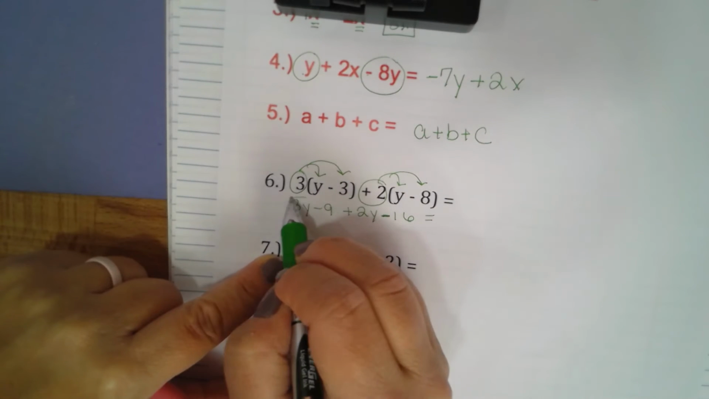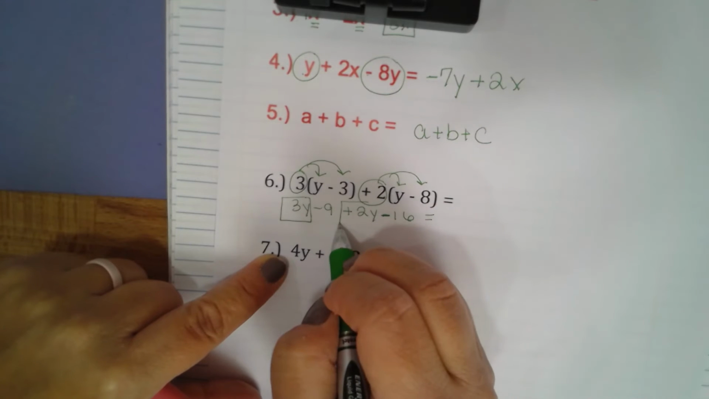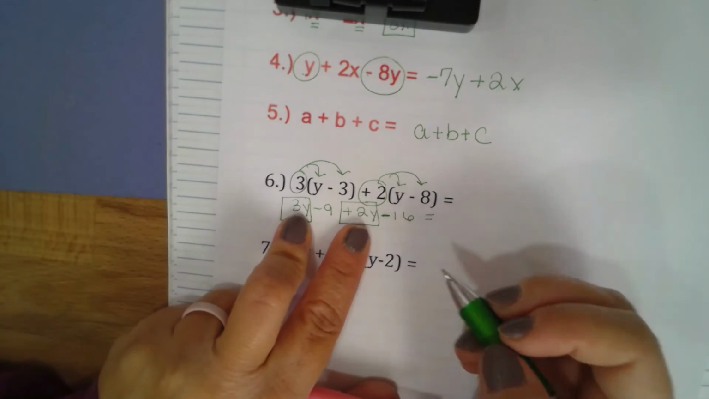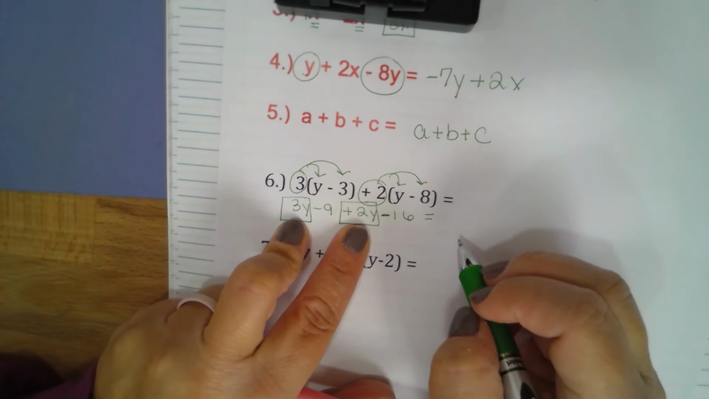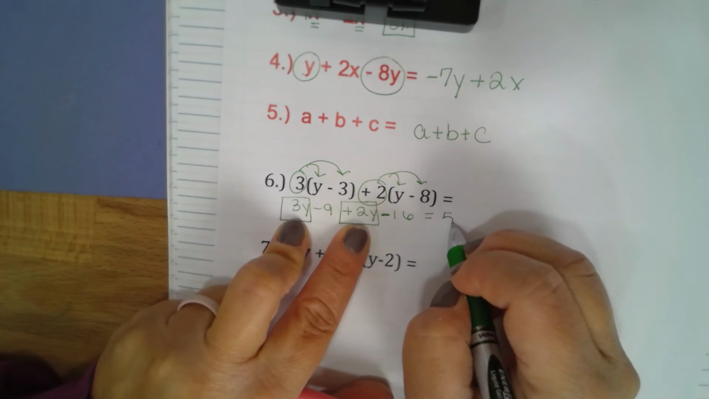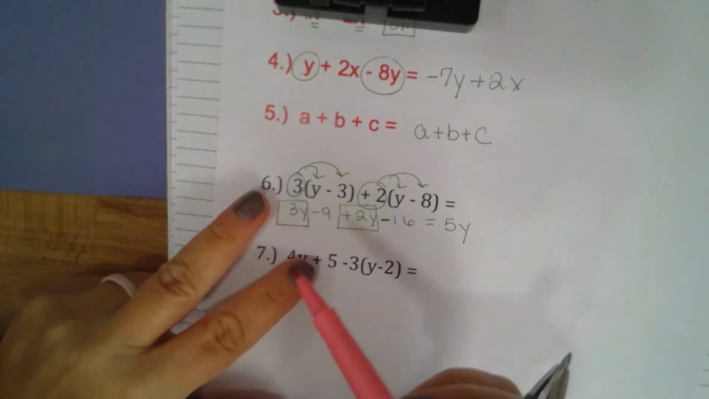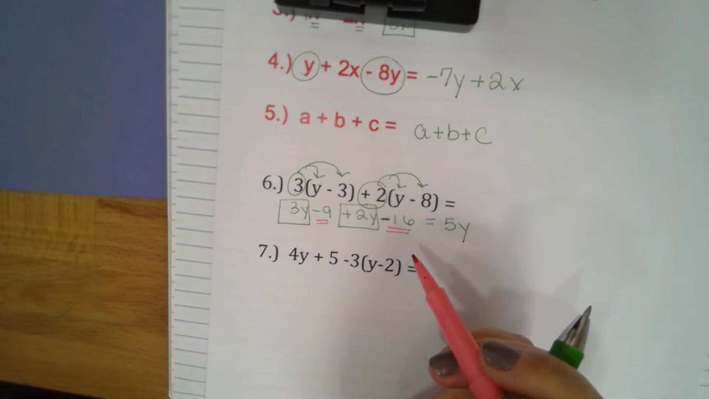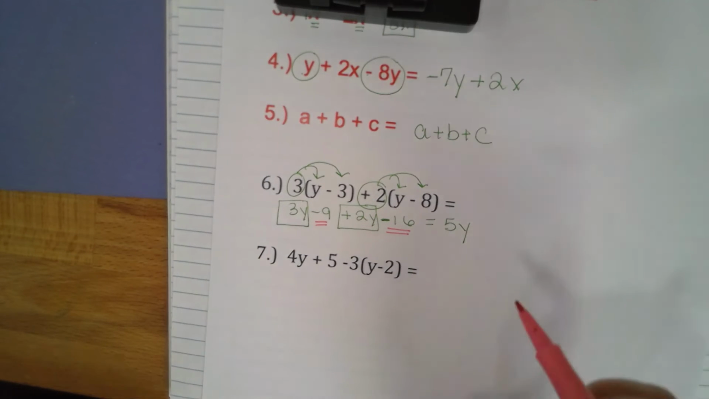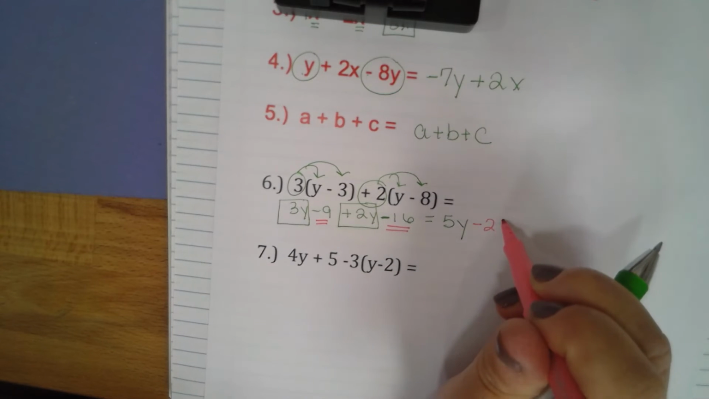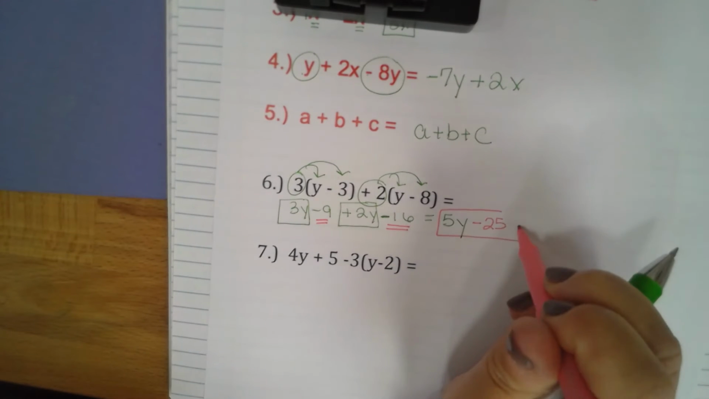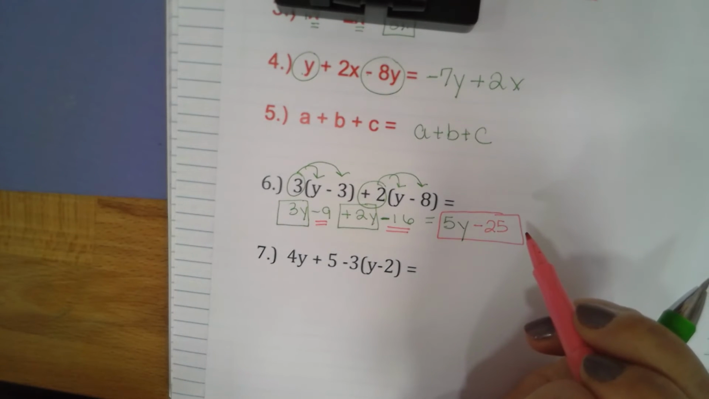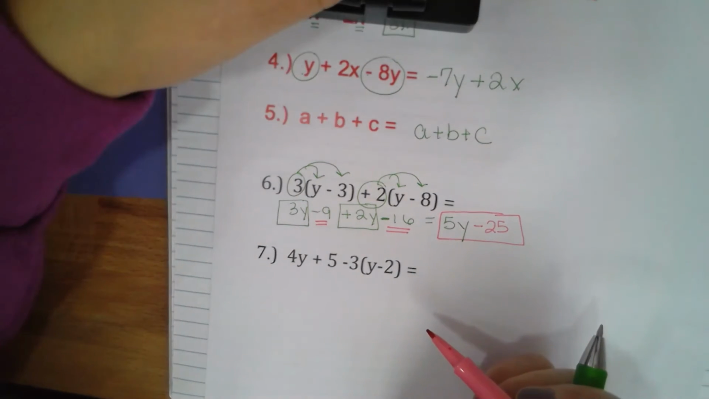Okay, let's combine like terms. So 3y plus 2y are like. They both have a y. What's 3 plus 2? 5y. And then I have minus 9 minus 16. What is that? Was that negative 25? And we're done.